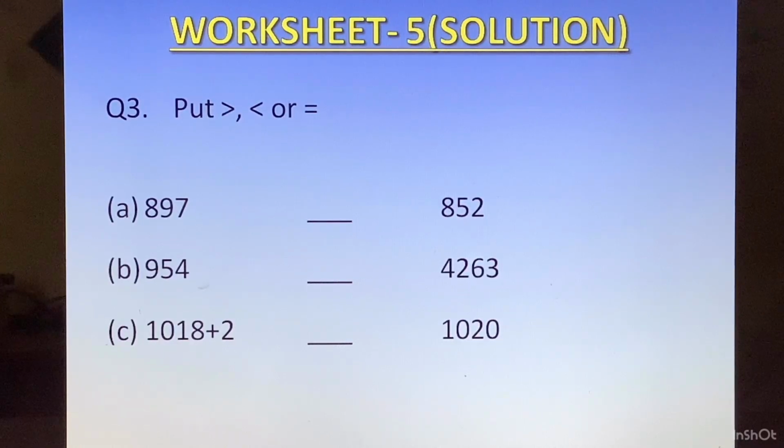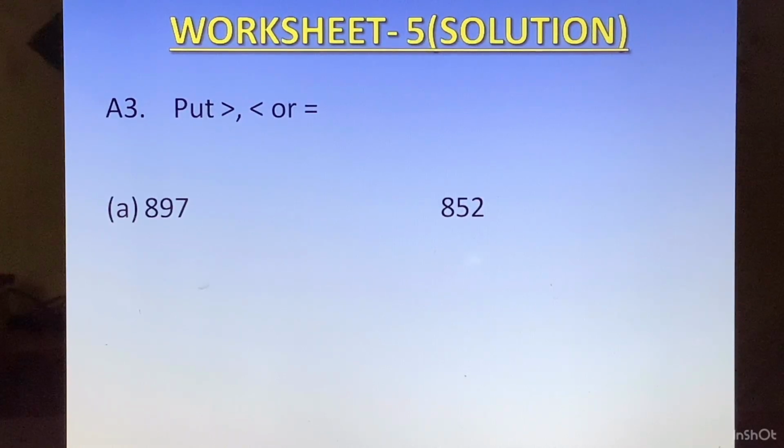Question 3. Put greater than, less than or equal to. The first one, 897 and 852. Both are 3-digit numbers. We'll start comparing the digits from the left. Both have 8 in the first place. So we go to the second place. 9 and 5. 9 is greater. Therefore 897 is greater.